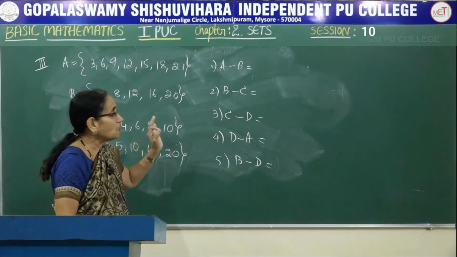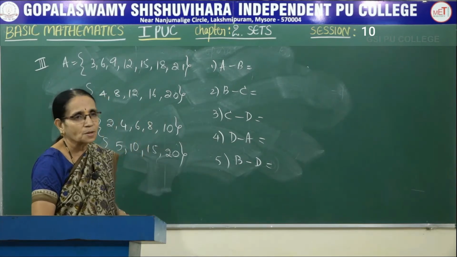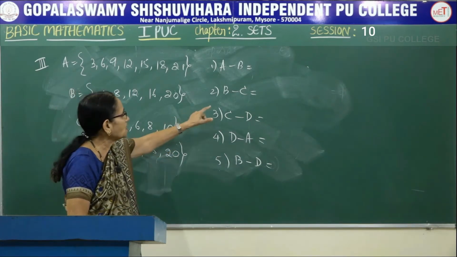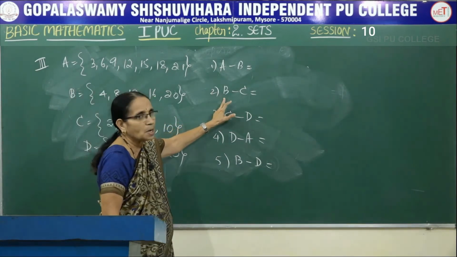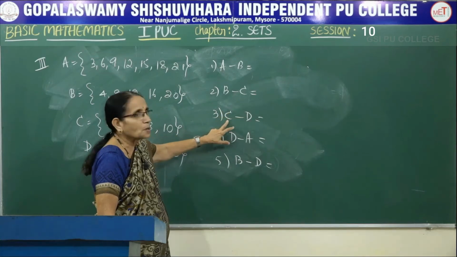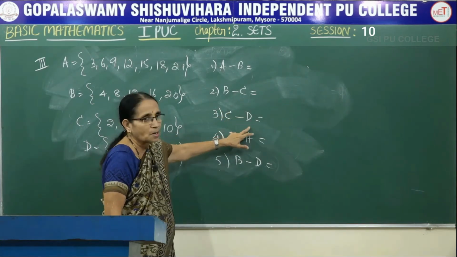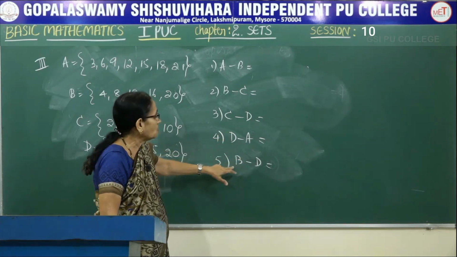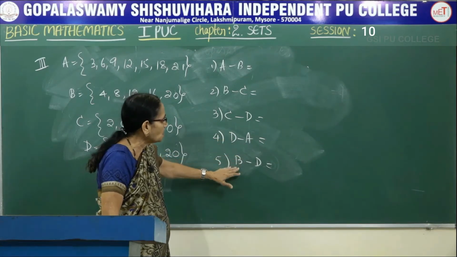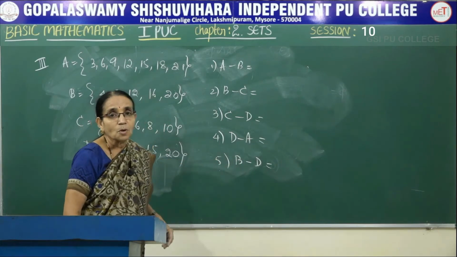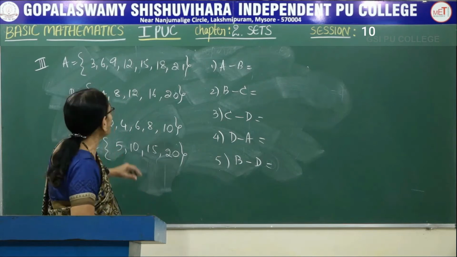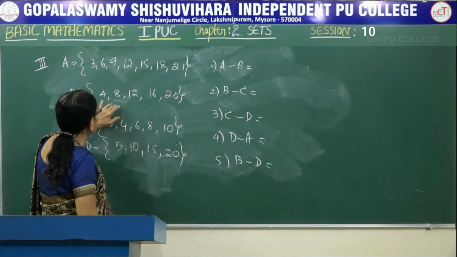Therefore, A minus B means the elements which are present only in A but not in B. And B minus C, elements which are present only in B but not in C. C minus D, elements which are present only in C but not in D. D minus A, elements which are present only in D, not in A. Here B minus D, elements which are present only in B but not in D. So you have to be careful to see the order here. Order is important.